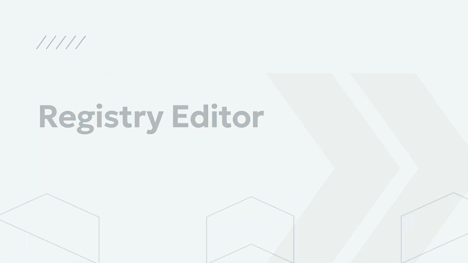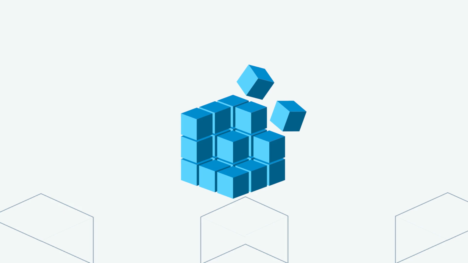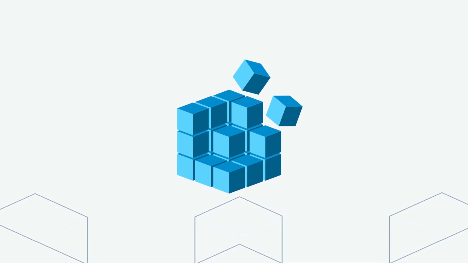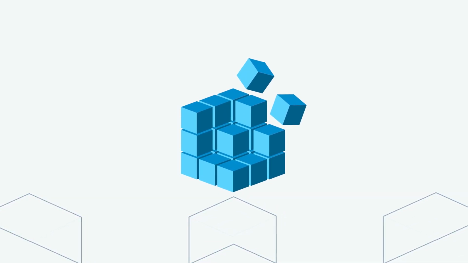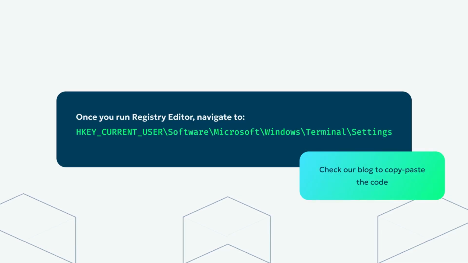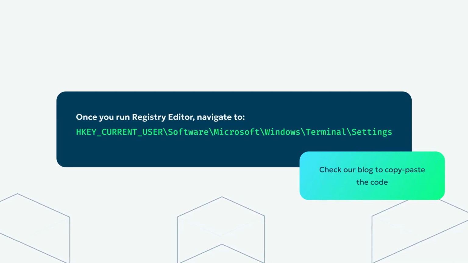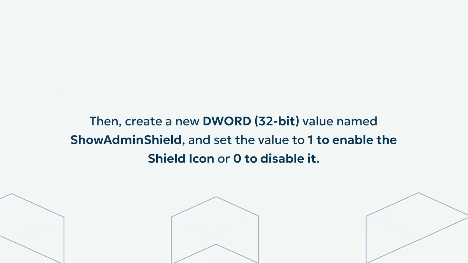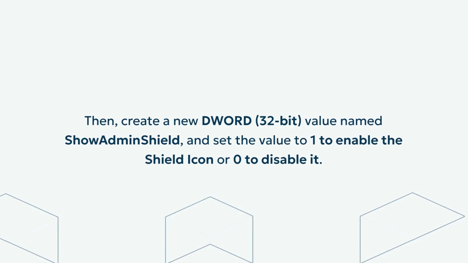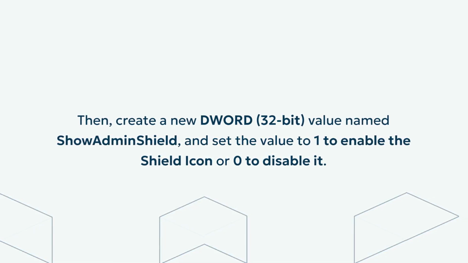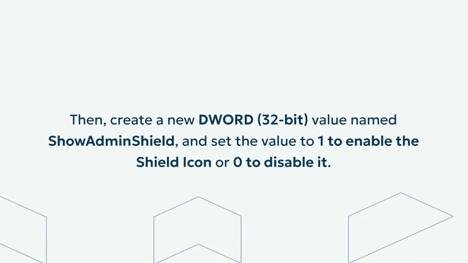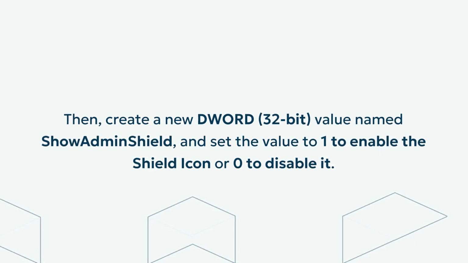Registry Editor. Another method is to modify the registry editor, preferable for those who want finer-grained control over the shield icon. Once you run Registry Editor, navigate to, then create a new DWORD 32-bit value named ShowAdminShield and set the value to 1 to enable the shield icon or 0 to disable it.